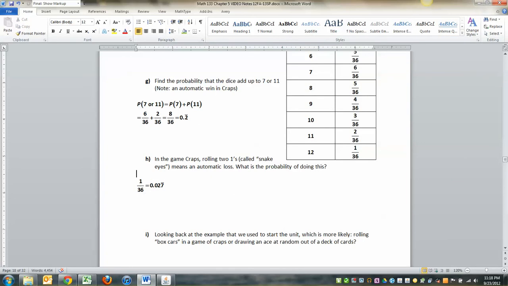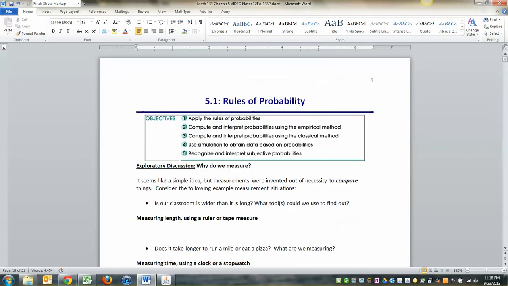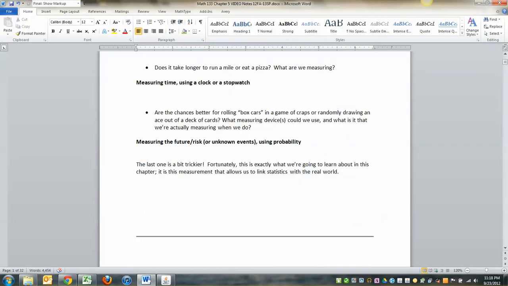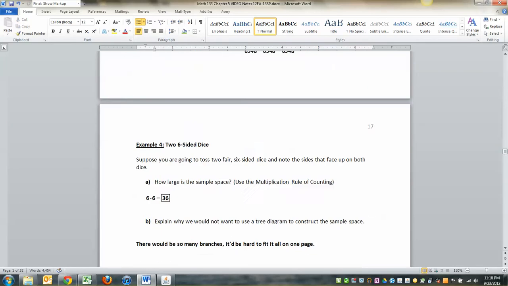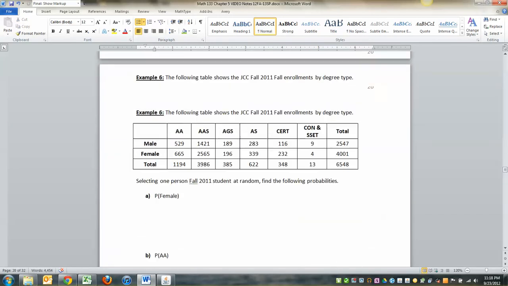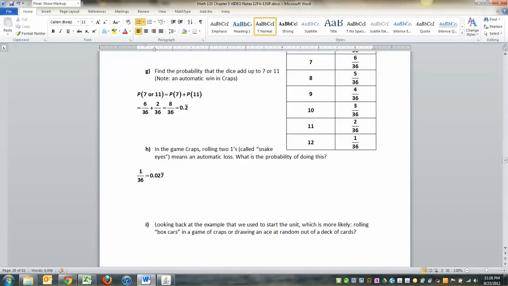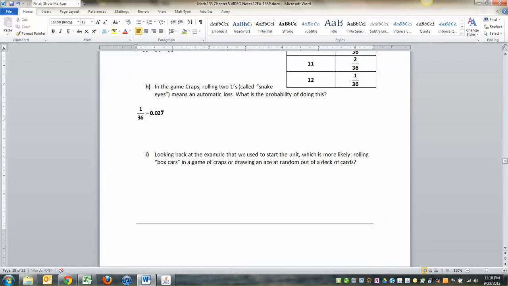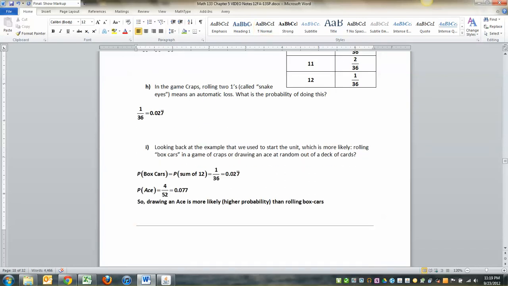All right, looking back at the example we had to start the unit, way back here, first page, it said, are there better chances of rolling boxcars or randomly drawing an ace out of a deck of cards? Okay. So boxcars is a sum of 12. And the probability of a sum of 12 is 1 out of 36, which works out to 0.027777 in a decimal.